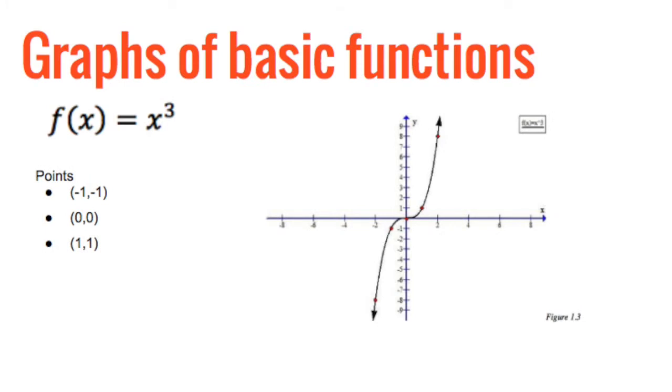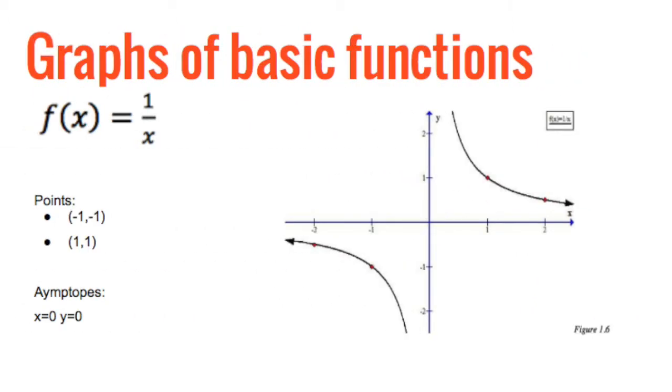The next graph we're going to see is x cubed. This graph has an S shape and its main points are (-1, -1), (0, 0) and (1, 1). This graph is 1 over x and is considered a rational function. It has two asymptotes, which are x equals 0 and y equals 0, and its main points are (-1, -1) and (1, 1).